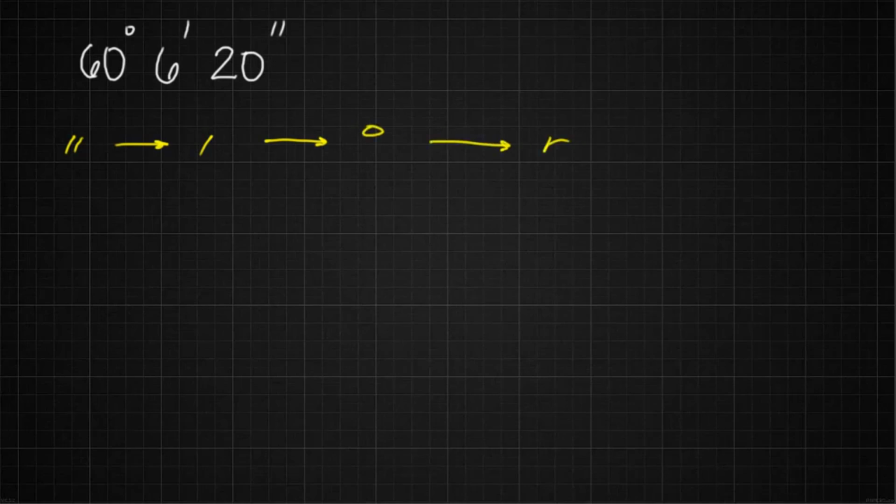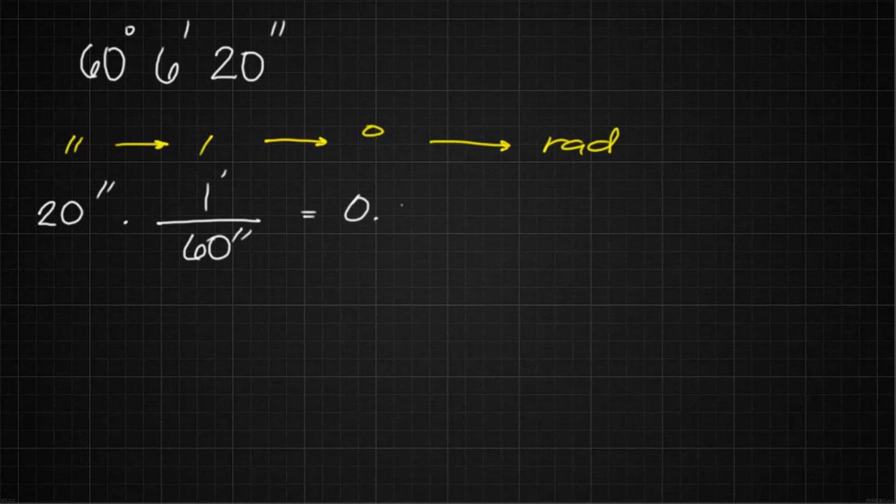Now let's try to convert this one. 60 degrees, 6 minutes, and 20 seconds. The first thing that we should do here is convert the seconds into minutes, minutes into degrees, then degrees into radians. Here we're going to convert first 20 seconds into minutes. We need to place a conversion factor where the unit seconds is in the denominator and the unit minutes is on the numerator in order for us to get a final answer that has a unit of minutes.